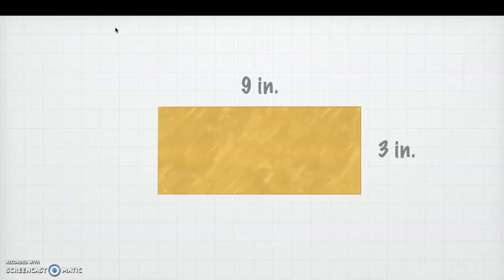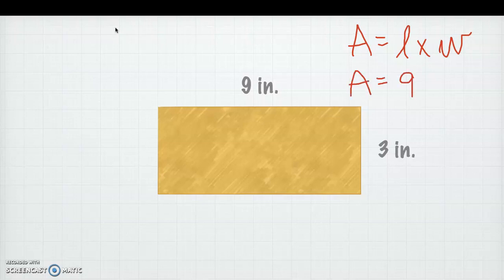So let's see our first rectangle. I have a rectangle with a length of 9 inches and a width of 3 inches. First off, write down your formula. The formula to find the area of a rectangle is A equals length times width. An easier way to write it down is A equals L times W. The length of that rectangle is 9 and the width is 3. So A equals 9 times 3. My final answer is just going to be by multiplying those two numbers together.